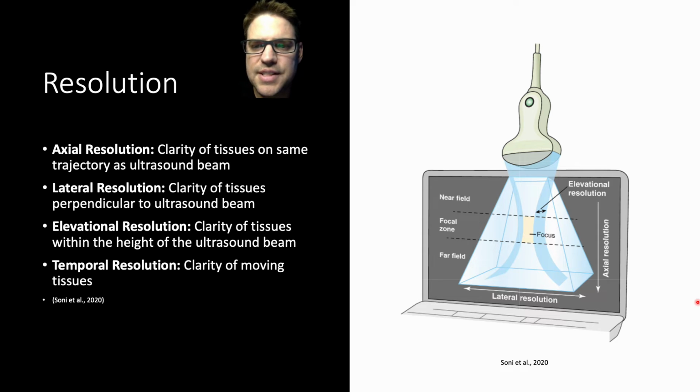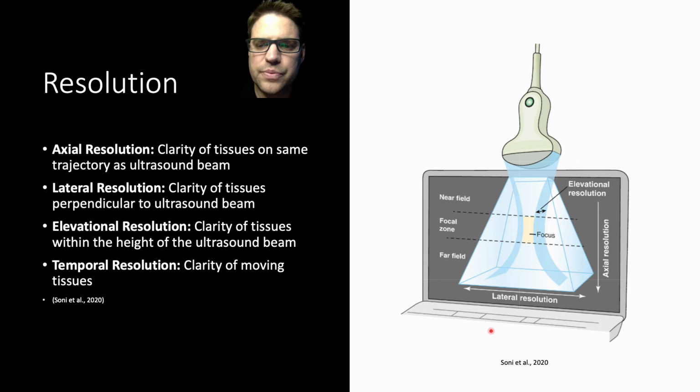Though not necessarily a setting, resolution is an important concept that should be considered when attempting to acquire a diagnostic quality image with POCUS. In ultrasound, resolution is divided into axial, lateral, elevational, and temporal categories. Axial resolution refers to how clear or distinct tissues are that lay on the same trajectory as the ultrasound beam. Sound wave frequencies, how many sound wave cycles per second, determine axial resolution, with higher frequencies having higher resolutions.